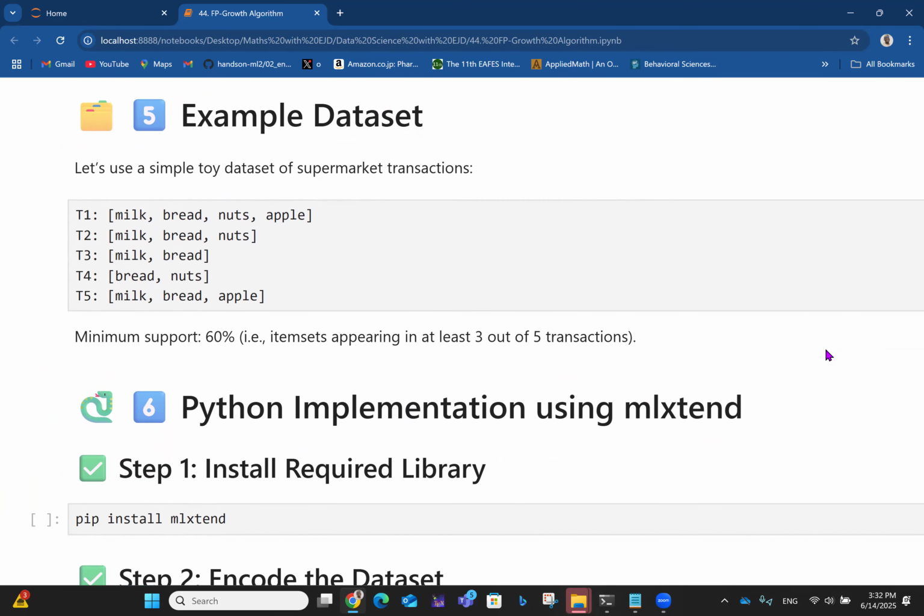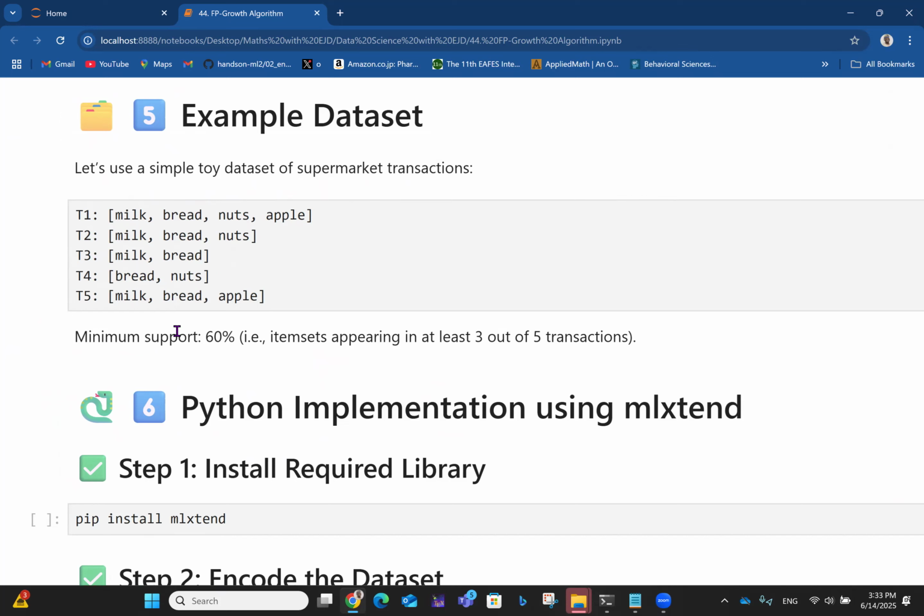So, example data set now. Let's use a simple toy data set of supermarket transactions. Transaction one has milk, bread, nuts, apple. Transaction two, milk, bread, nuts. Transaction three, milk, bread. Transaction four, bread and nuts. Transaction five, milk, bread, apple.